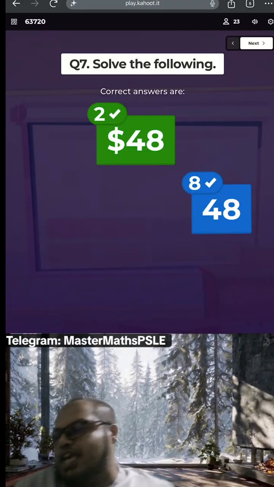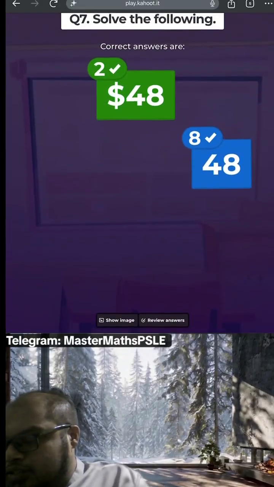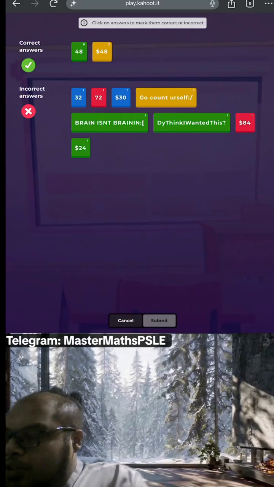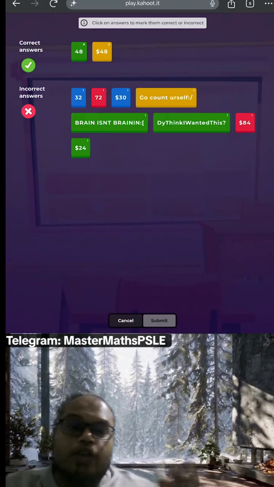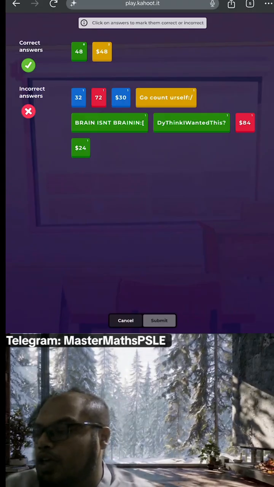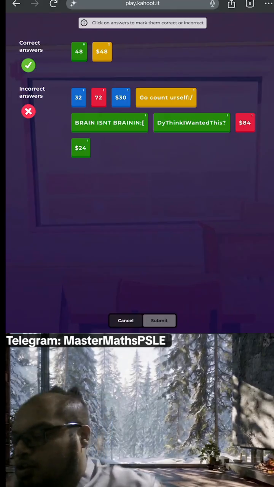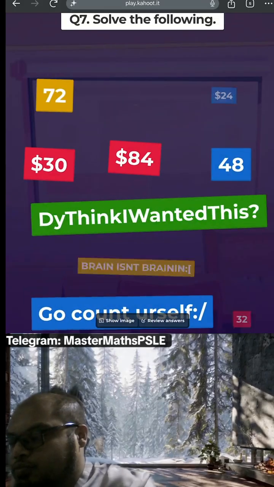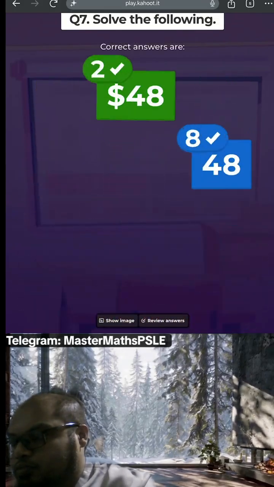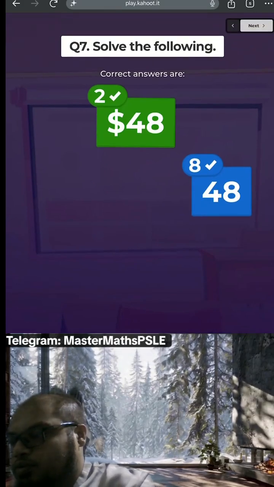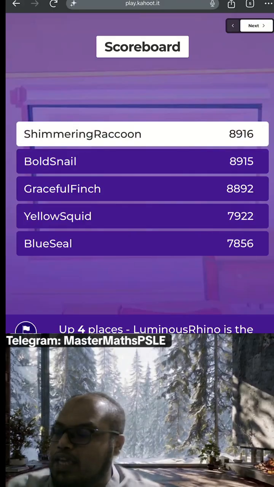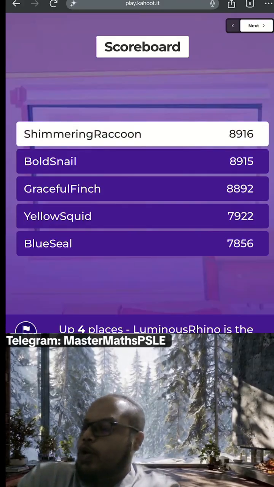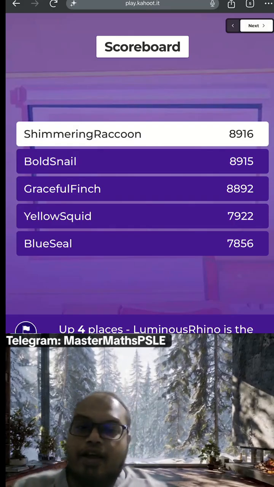Okay, yes, it's 48. Let's see, got any other answers? Someone said 24. Okay, I think you got almost correct in terms of the value of the units. Alright, now there's no change to the rankings, but between the shimmering raccoon and bow snail it is still 1 point different.